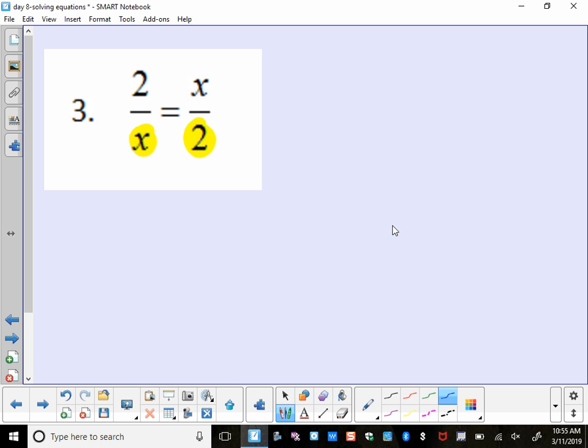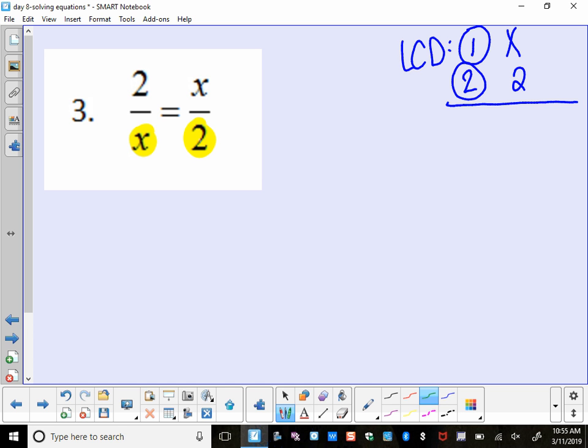Those are 2 different problems, right? So think before and after the equal sign. What is my LCD for the first fraction? My denominator is x. What about for the second fraction? Do I have any pairs? No, so that means I'm going to multiply these together. So what is x times 2?